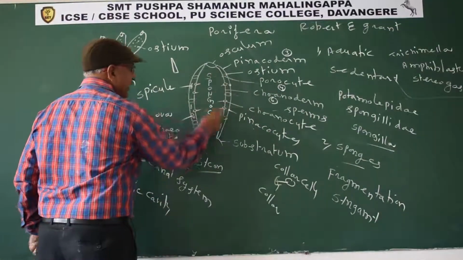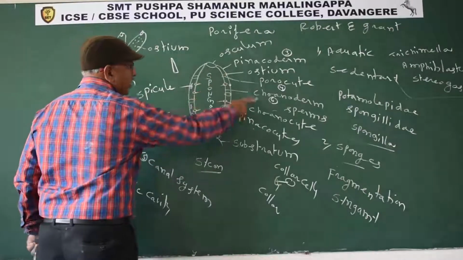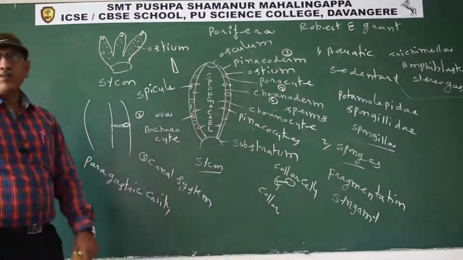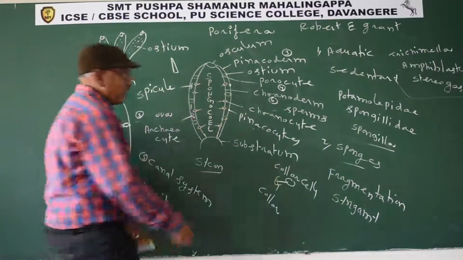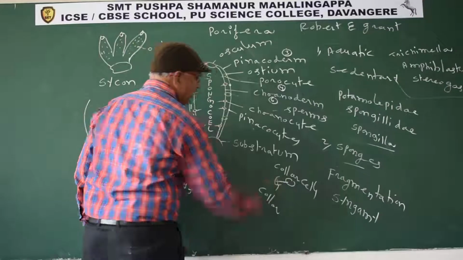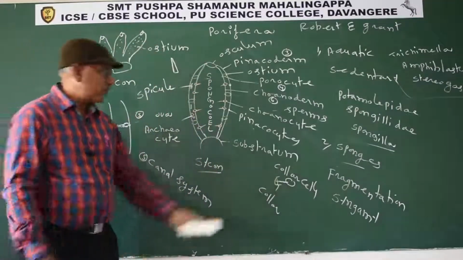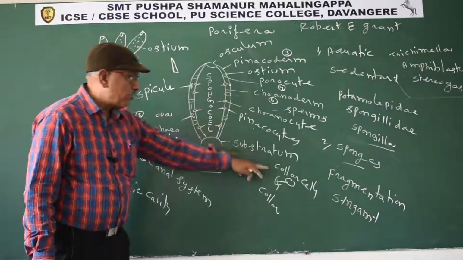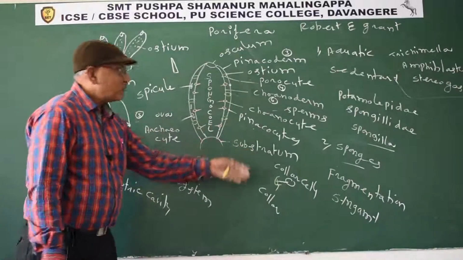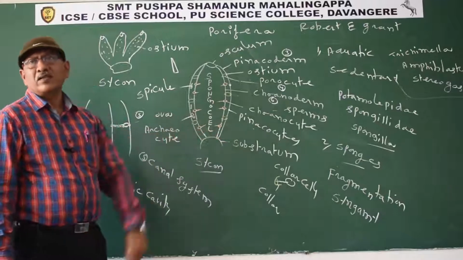Next one, the inner layer of the body wall is known as the choanoderm. The choanoderm contains choanocytes. A choanocyte contains a flagellum. The flagellum is protected by a device known as a collar. That's why choanocytes are also known as collar cells. Collar cells are also known as flagellar cells.